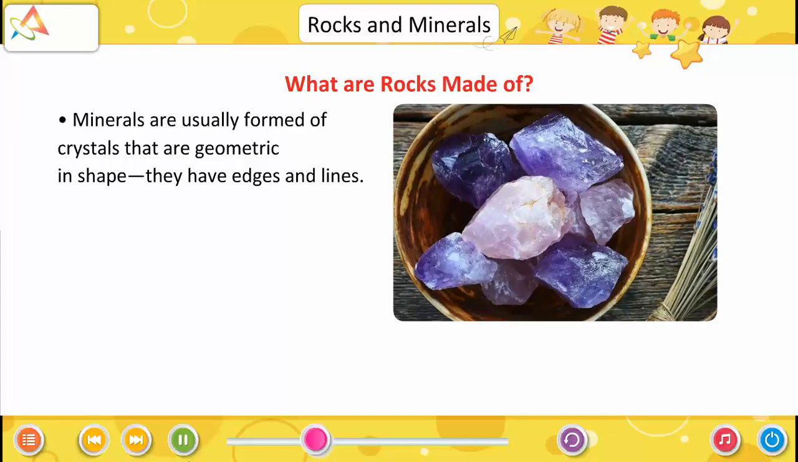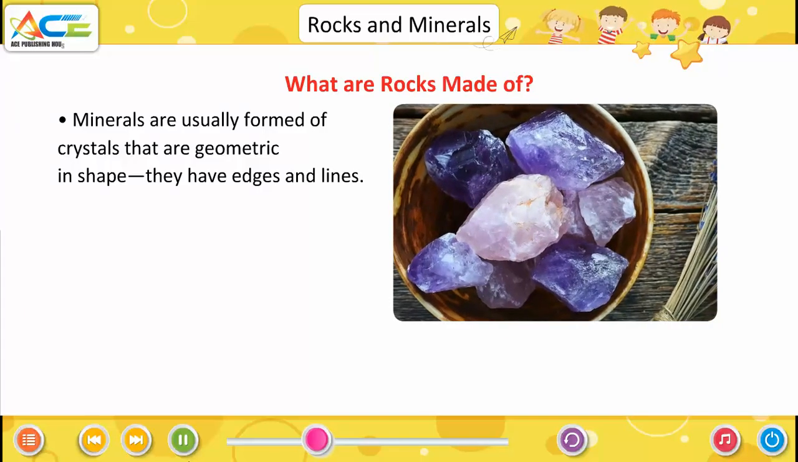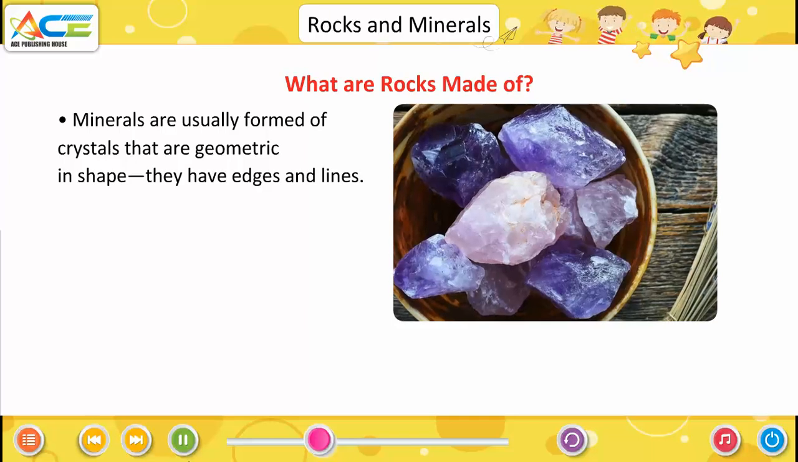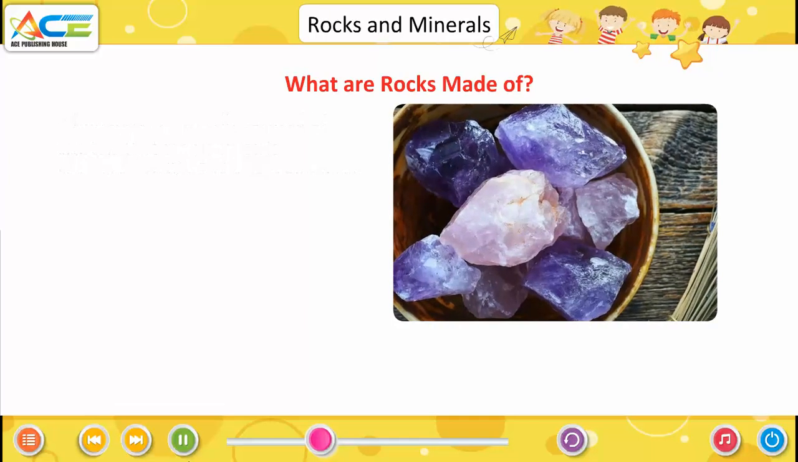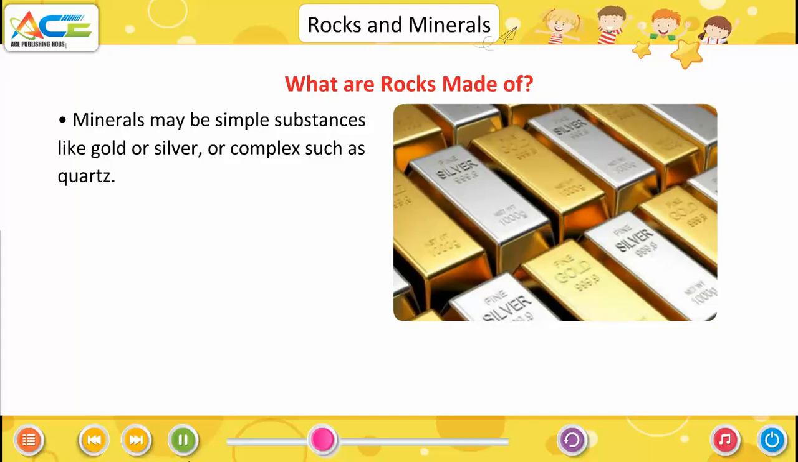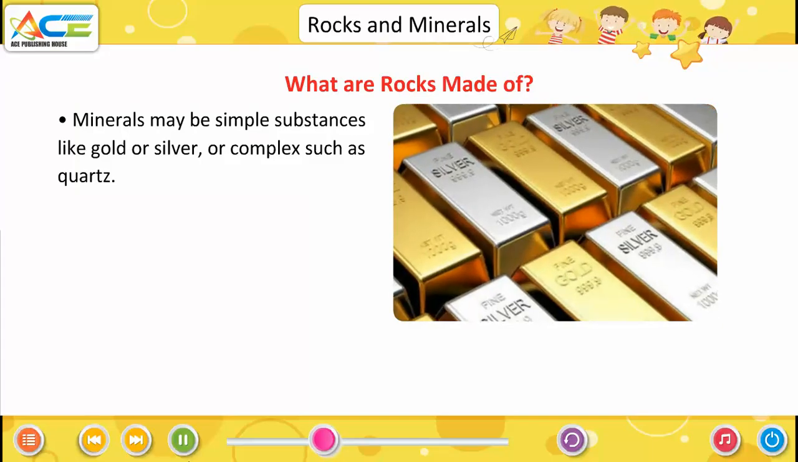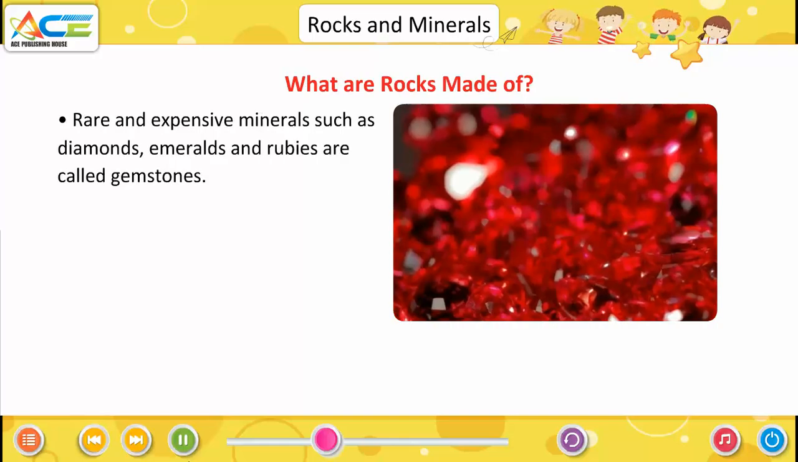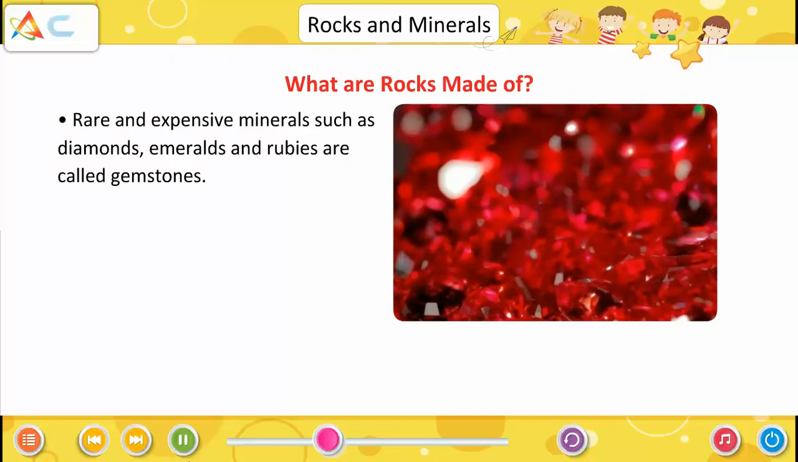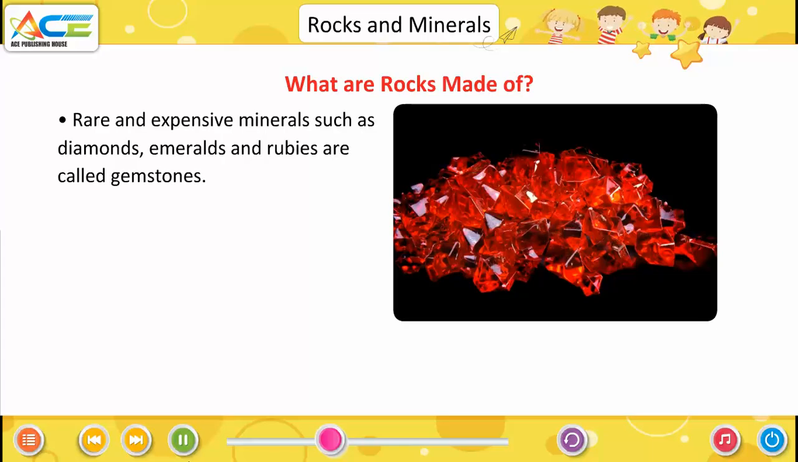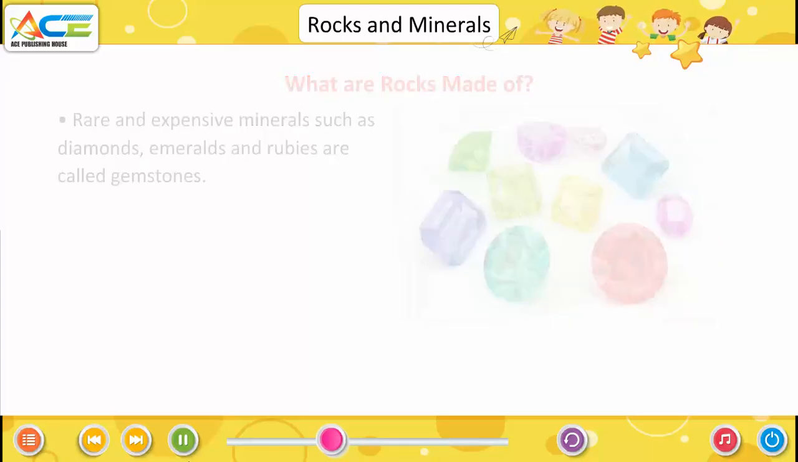Minerals are usually formed of crystals that are geometric in shape. They have edges and lines. Minerals may be simple substances like gold or silver, or complex such as quartz. Rare and expensive minerals such as diamonds, emeralds and rubies are called gemstones.